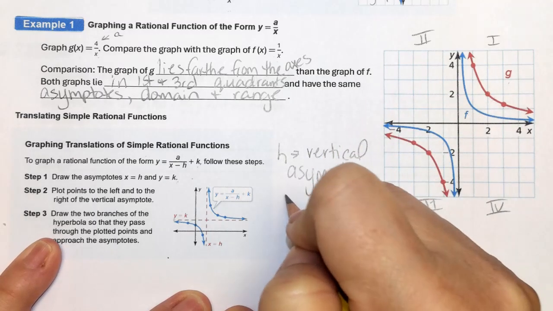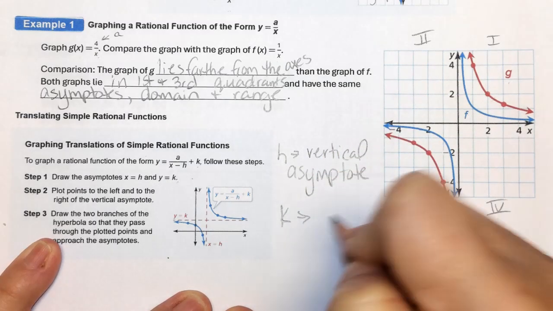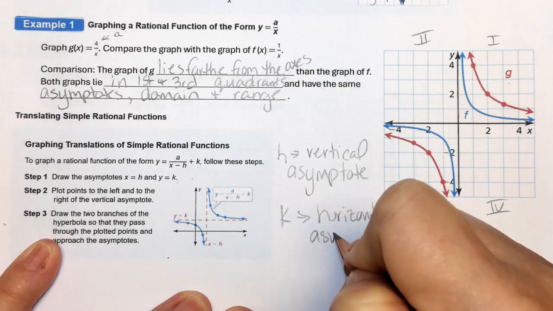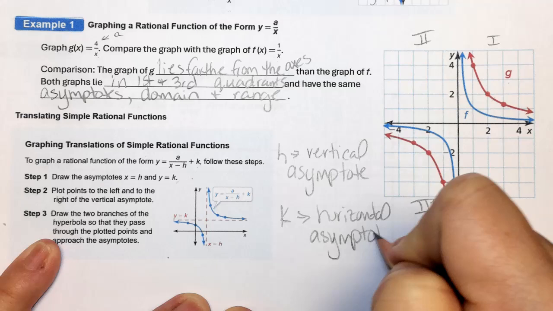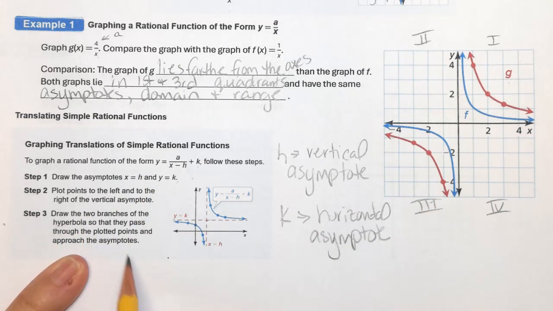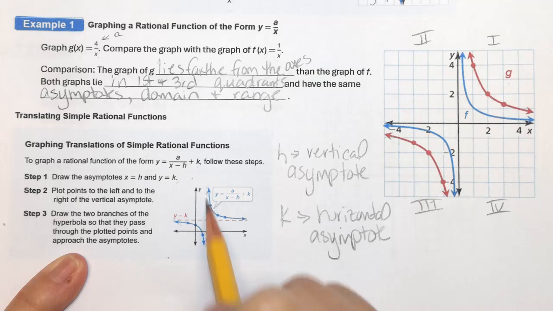And then your k value gives you your horizontal asymptote. All right, and so let's see. So right here, they don't give us, do they give us? No, they don't give us the numbers. But as you can see, they're saying this value here is your horizontal asymptote. This value, where h is, is your vertical one.